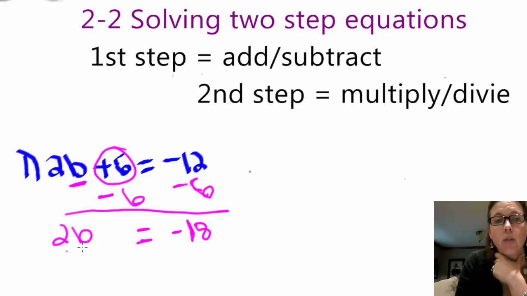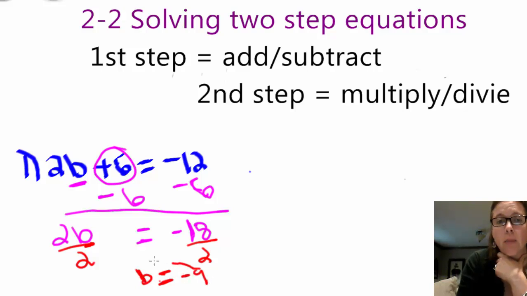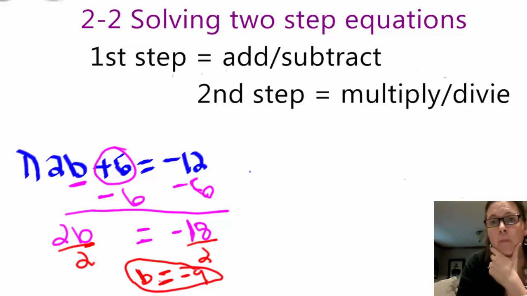Okay, now we have 2 times b equals negative 18. So again, we need to get the b by itself. Well, this is 2 times b, so we're going to divide by 2 to get that b by itself. So b equals negative 9. Okay, so you have to remember that a negative divided by a positive is a negative. Okay, that is the first one.